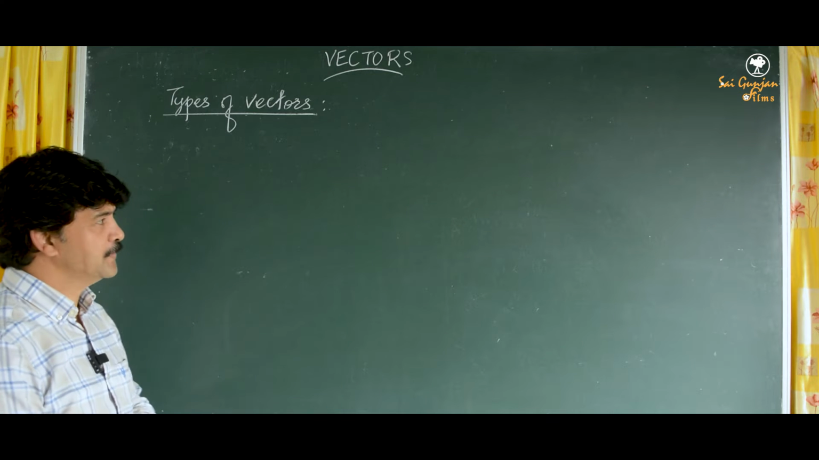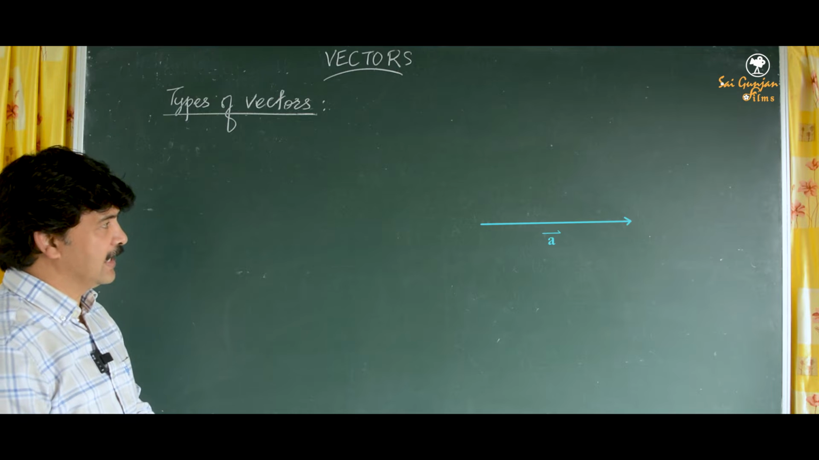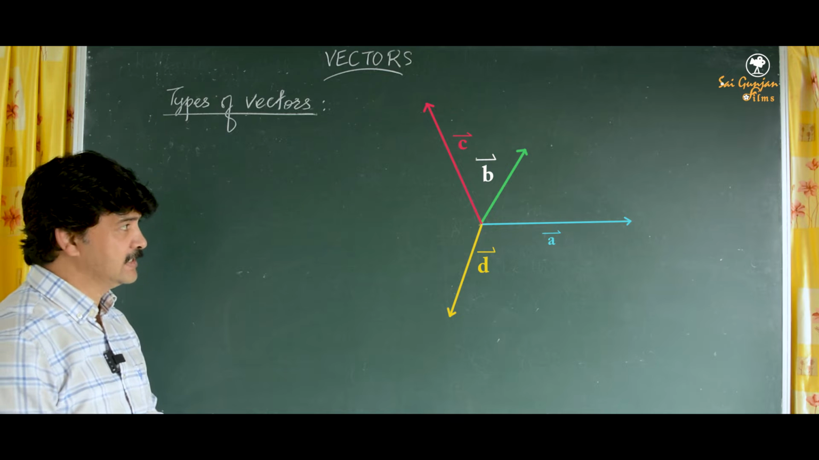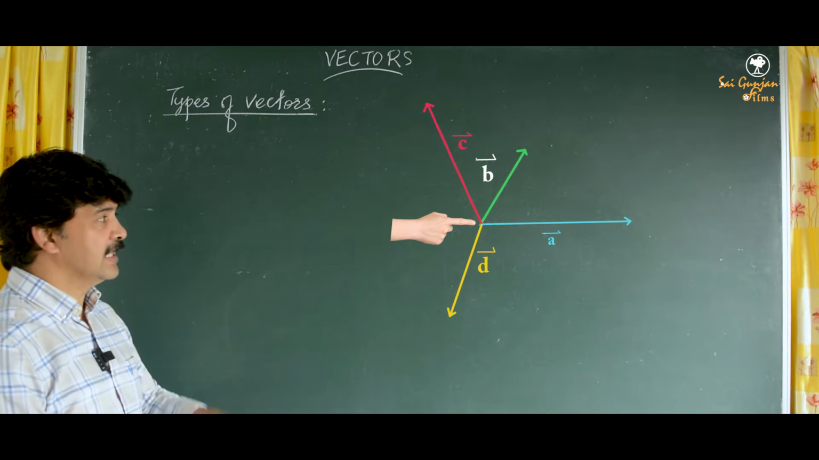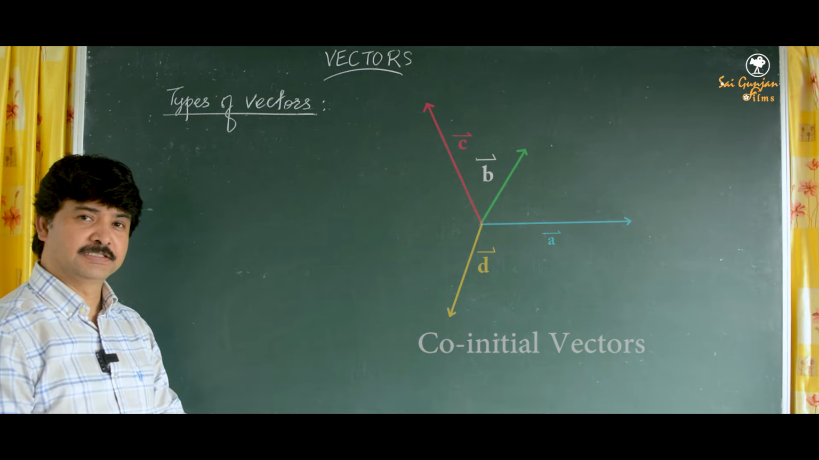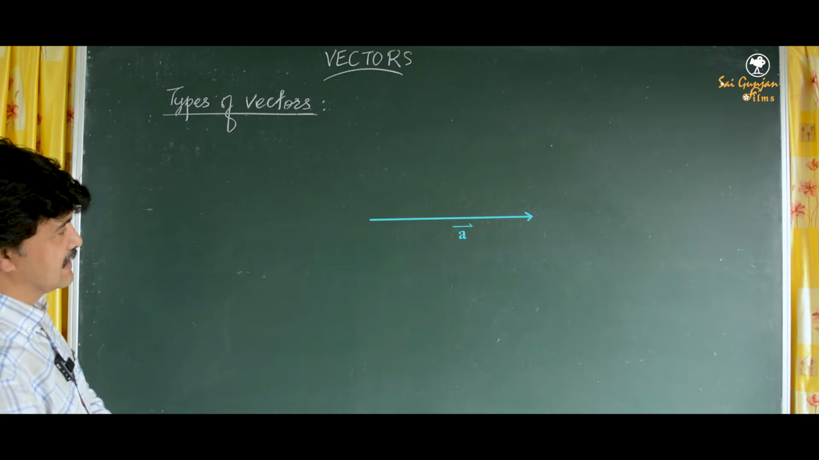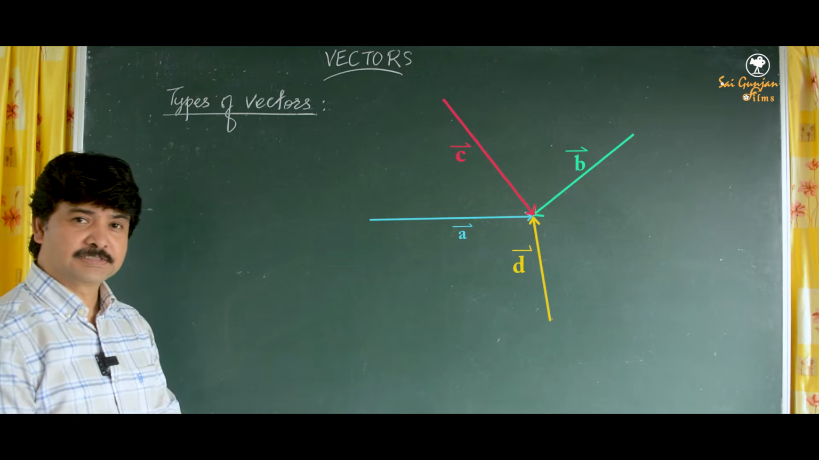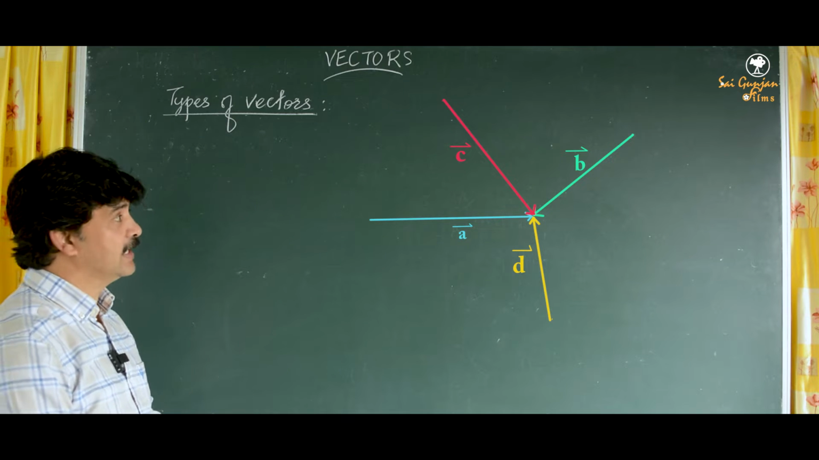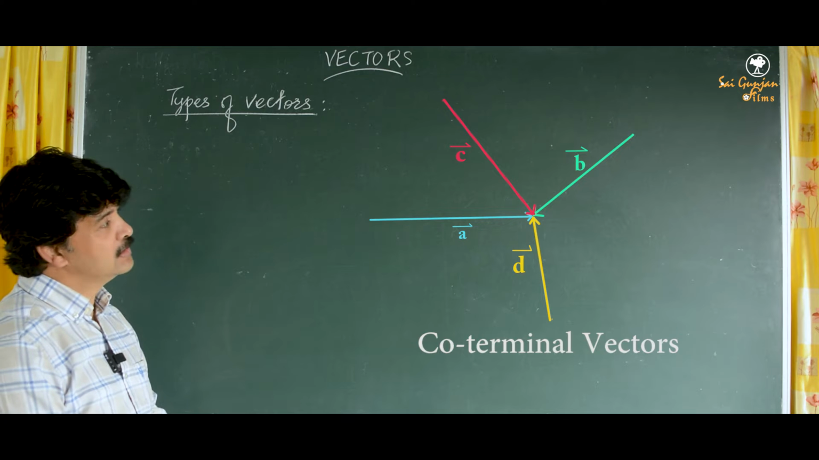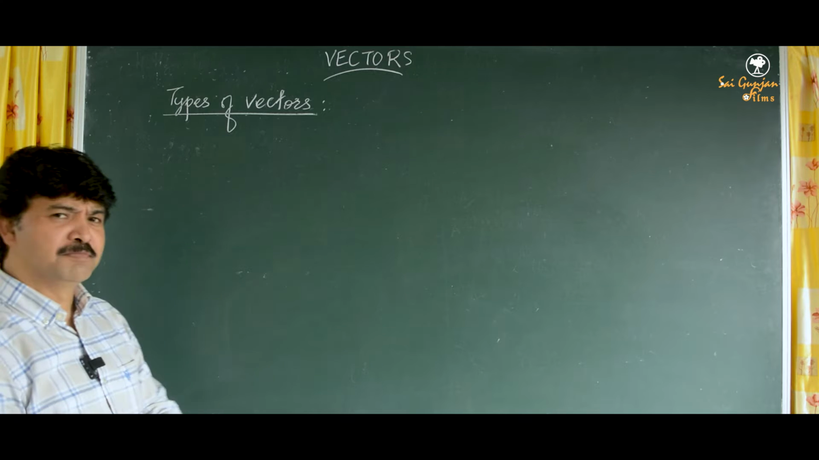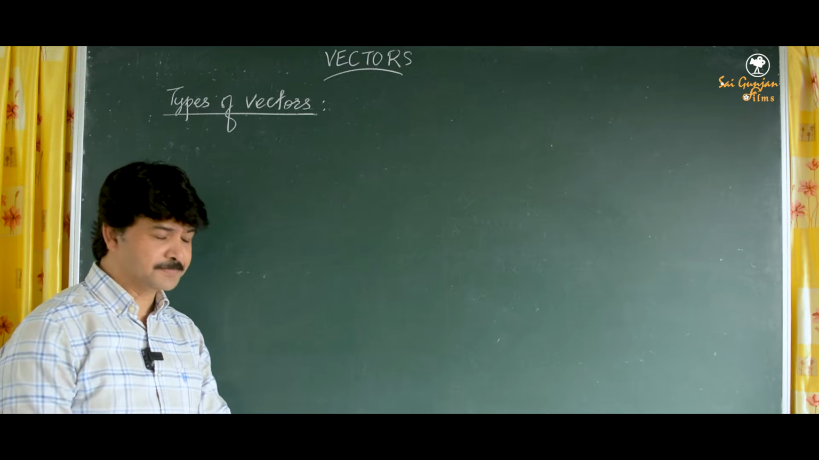Now let's take another one. Now here you see vector A, B, C and D. They all start or originate from the same point. That's why they are called co-initial vectors. Now, in this example, you see all those vectors, they terminate at the same point, isn't it? That's why these vectors are called co-terminal vectors.